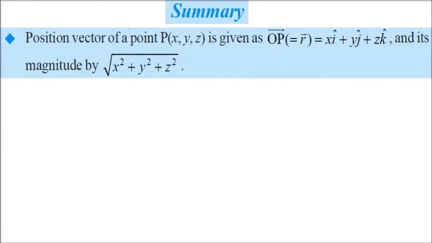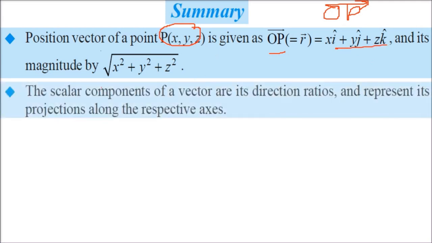So let us summarize what we have discussed. First is the position vector of a point P (x, y, z). This is given by OP with an arrow on it, which is r, equal to xi plus yj plus zk. What is the magnitude? Just take the square root of the sum of the squares of the coefficients of i, j, k.